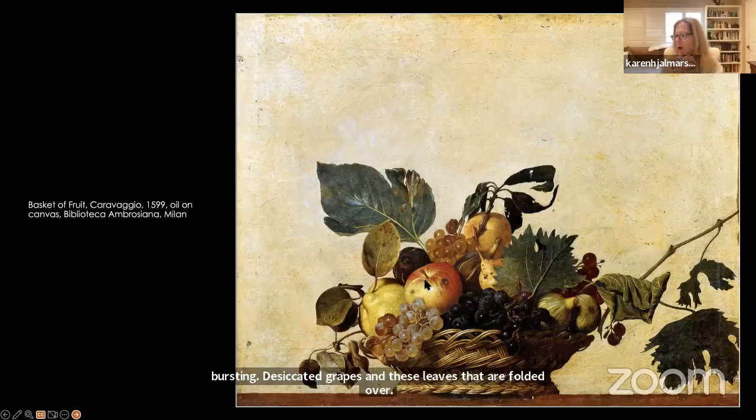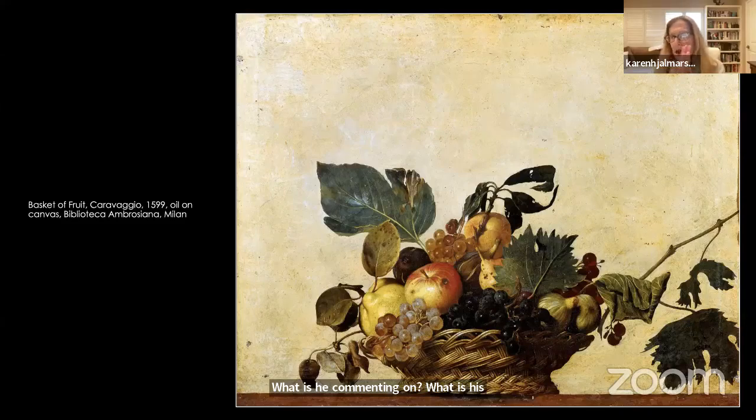What is he commenting on? What is his purpose? There could be a couple reasons. The memento mori, or the vanitas type painting, indicates that death and decay are inevitable. Perhaps that is what he's saying, but there's also another concept, and that is that he was a bit disgruntled by what was happening in the Catholic Church. And so he might have been commenting not only on decay and the cycle of life, but also about the church.